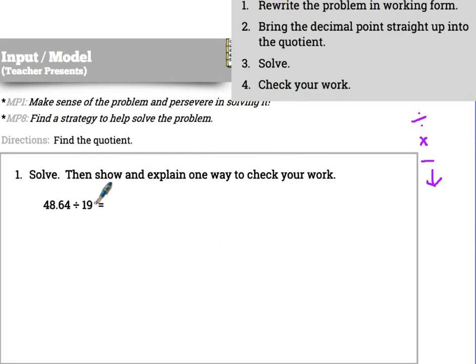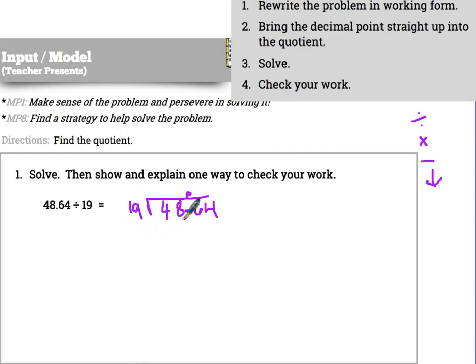So let's start with putting this problem in working form. My divisor is 19. My dividend is 48 and 64 hundredths. According to my success criteria, I'm going to take my decimal point and put it straight up in the quotient. I'm doing that because I do not have a decimal in my divisor. So now I'm just going to start with dividing.